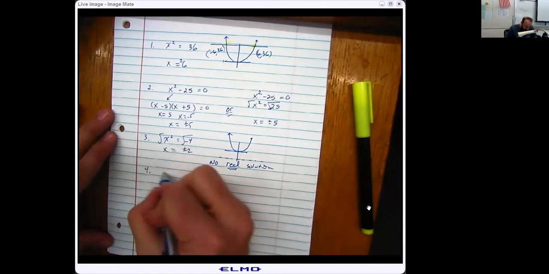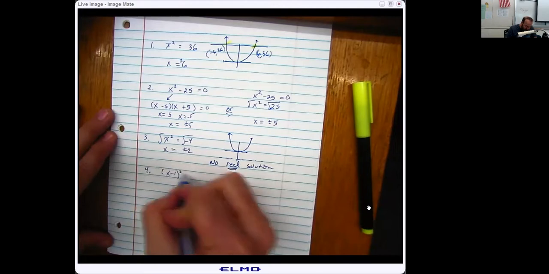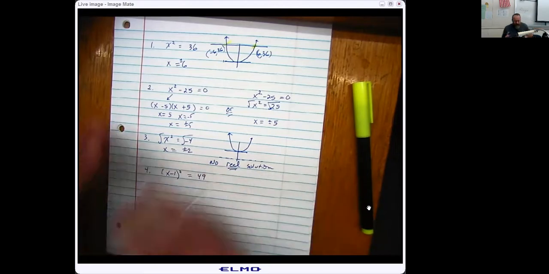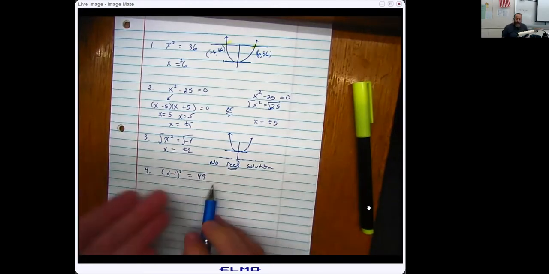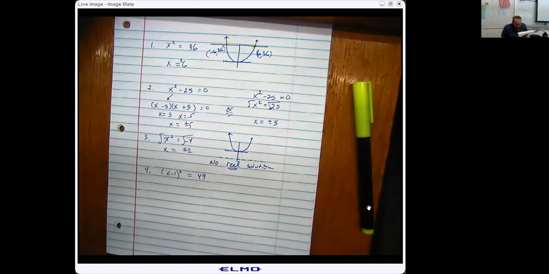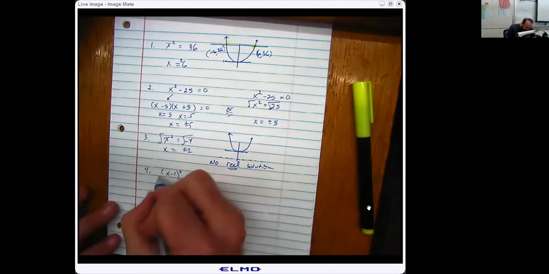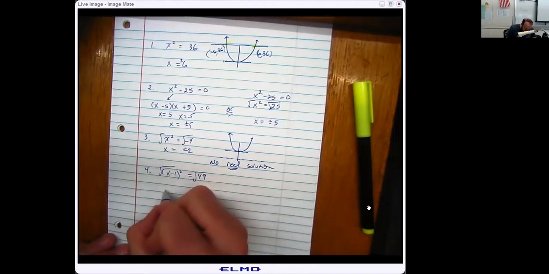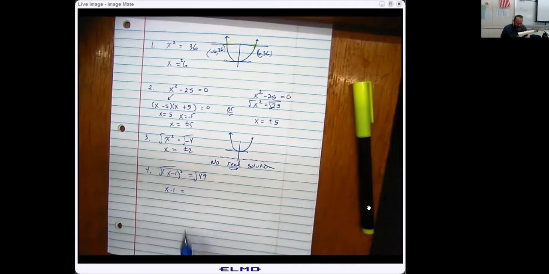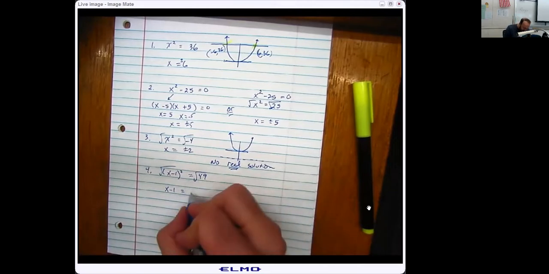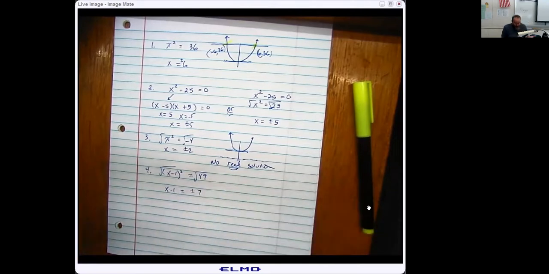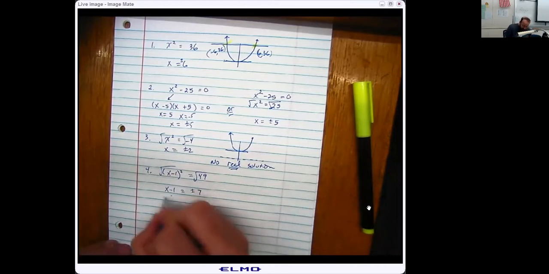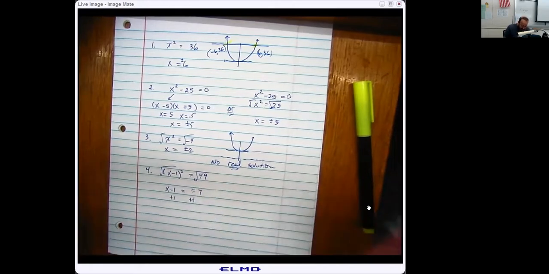Okay, so let's go a little bit harder. (x - 1) squared is 49. Now, this time it wasn't just an x squared, it's an (x - 1) squared. But no big deal, it's still this nice, easy, perfect square. And if I took the square root of (x - 1) squared, no big deal. And we saw up here, when we take the square root, we get that plus or minus. So again, I want x by itself, so let's add that 1, and here we go.